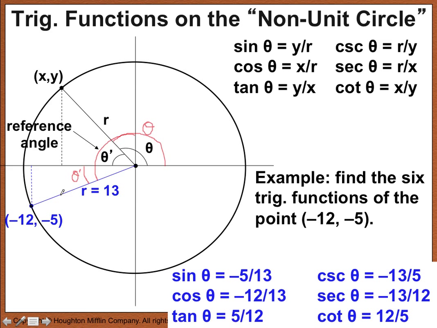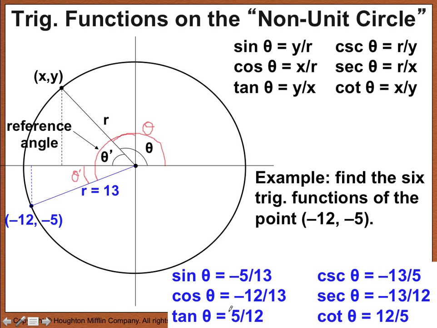And that, of course, is determined by the sign of the x-coordinate and the sign of the y-coordinate. And since both x and y coordinates are negative for this point, I'm dealing with the third quadrant. And therefore, I have the corresponding signs for the trig functions. The sine of theta is negative, so is the cosecant. The cosine of theta is negative, and so is the secant. The tangent of theta is positive, and so is the cotangent.